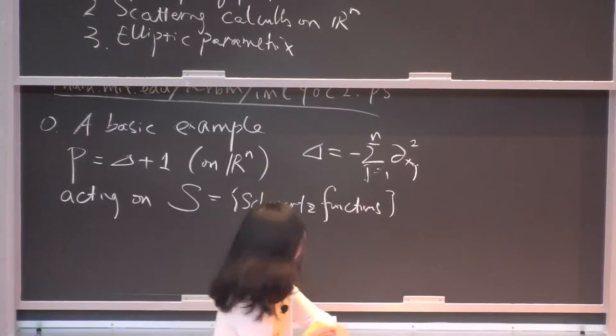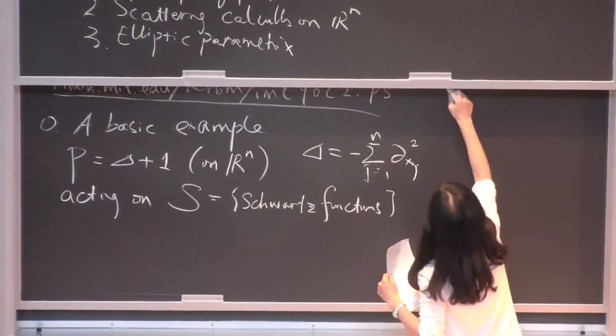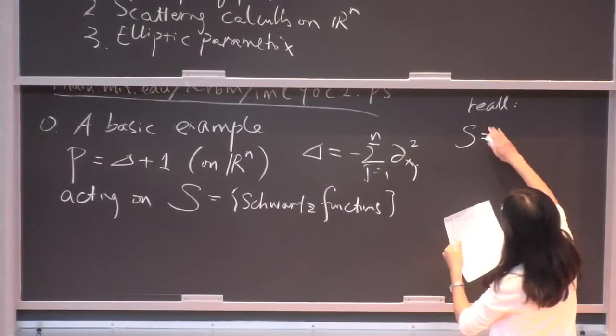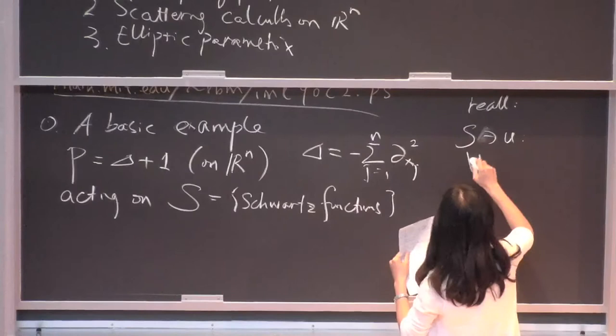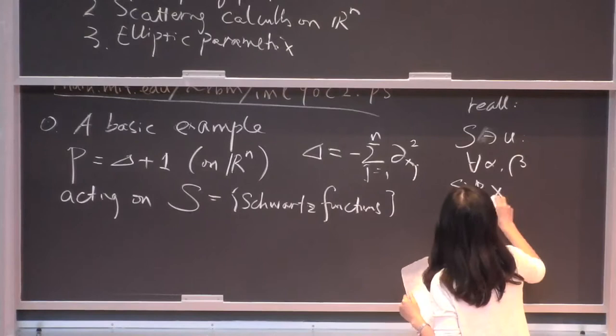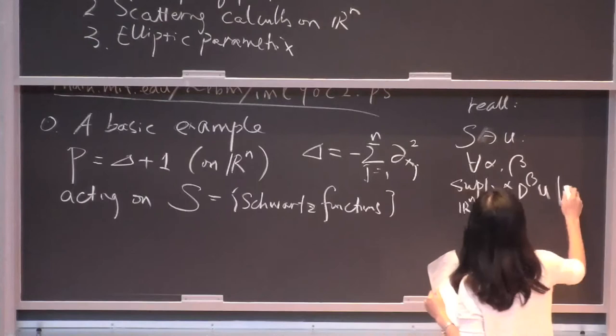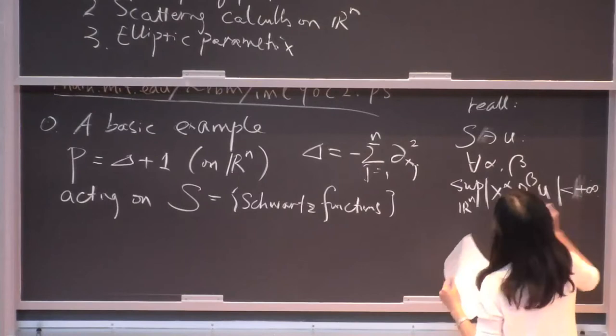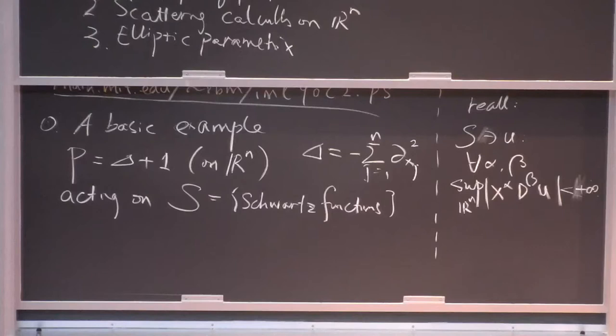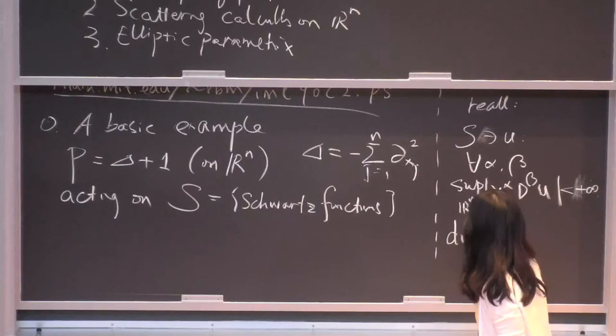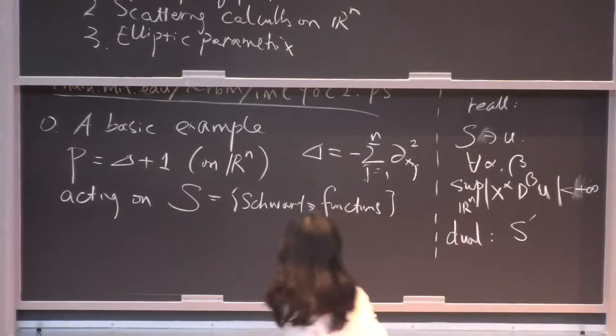Since it's the first lecture, I decided to remind you what Schwartz functions are. So recall. Schwartz functions are those functions u such that for any multi-indices alpha, beta, the supremum over Rn of x^alpha d^beta u is bounded. Okay, so those are very nice functions. And it's a Fréchet space, has seminorms, and also the dual space is the tempered distributions, which I'll use sometimes. So the dual space is S prime. Okay, so that's just recalling some basic definitions.